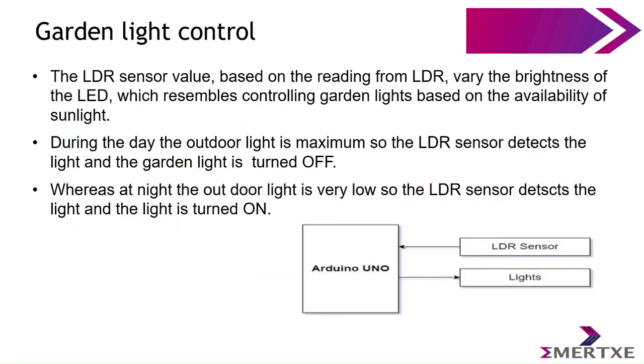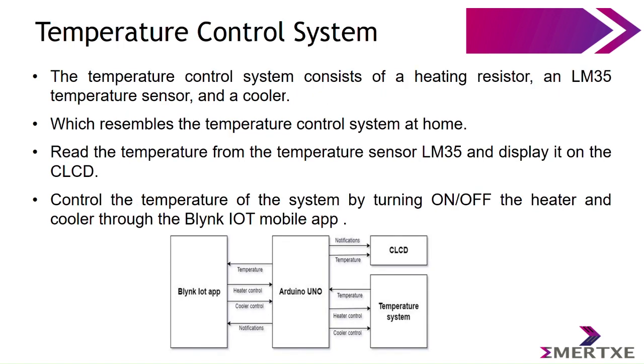Garden light control. Based on the reading from the LDR sensor, the brightness of the LED varies, which resembles controlling garden lights based on the availability of sunlight. During the day, the outdoor light is maximum, so the LDR sensor detects the light and the garden light is turned off. Whereas at night, the outdoor light is very low, so the LDR sensor detects the low light and the light is turned on.